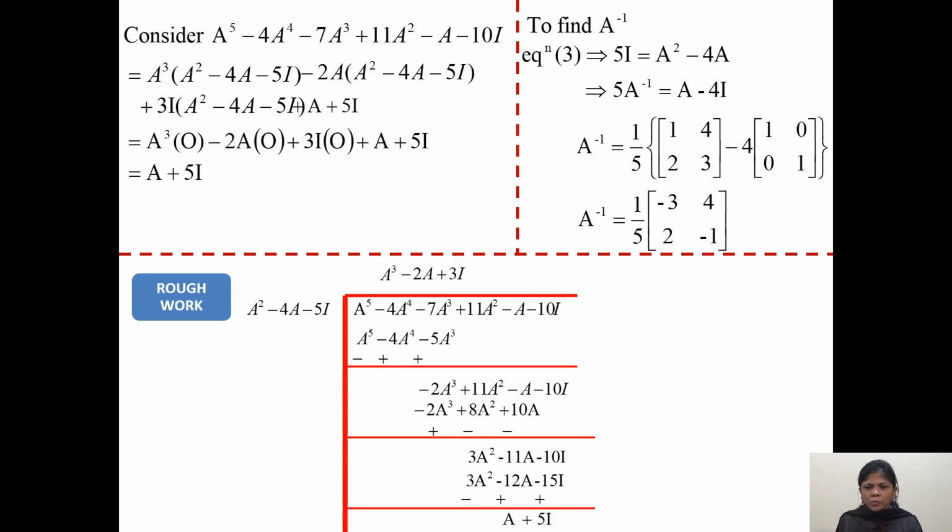So I hope through this video lecture the concept of evaluation of inverse of a matrix by using Cayley-Hamilton theorem must be clear to you, as well as you have understood the concept of lowering the power of the matrix by using Cayley-Hamilton theorem. In the next video lecture we will see the verification as well as inverse and the evaluation of power of matrix for a 3 by 3 matrix.